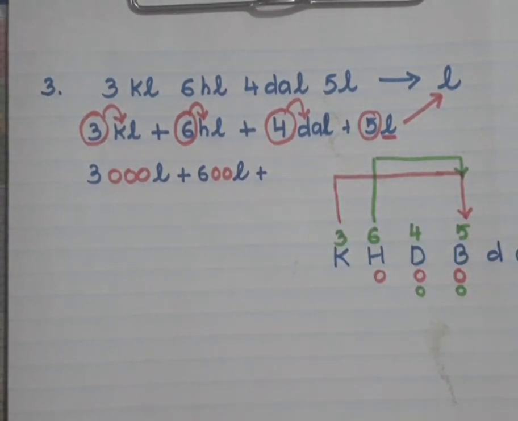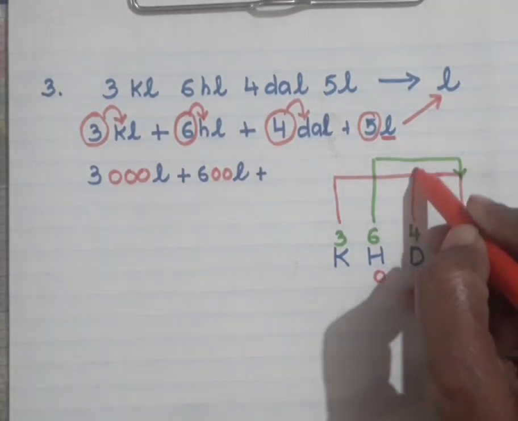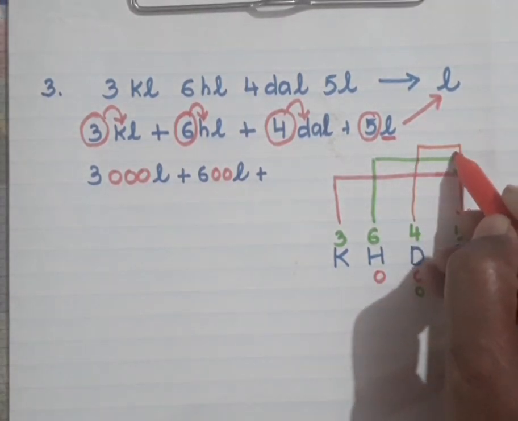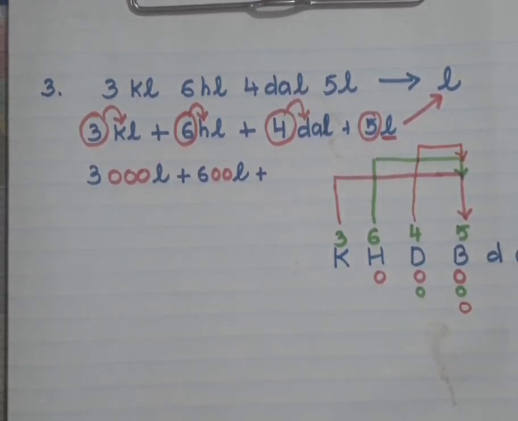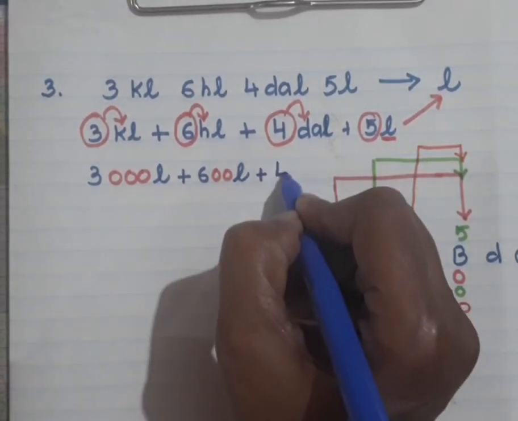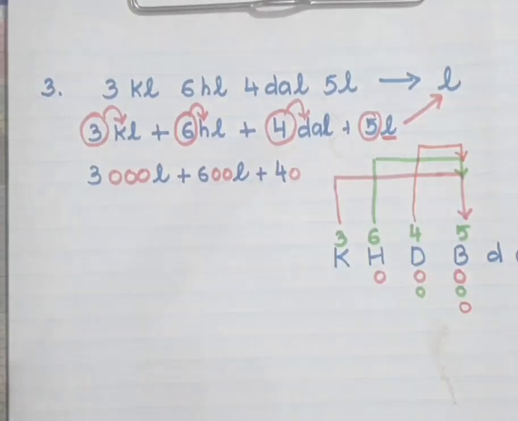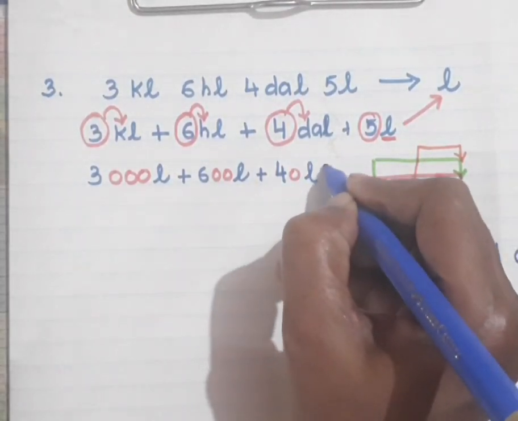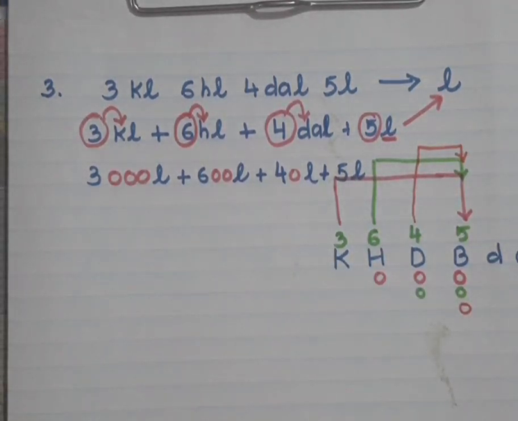Now, again we have a plus. Now next number that we have is 4. Where is 4 sitting? On deca. It has also got to go to the basic. So again, how many zeros? 1 zero. So what do we do? 4 and then we have 1 zero. 40 liters, and finally we have 5 liters. So now, do you notice everything has been converted into liters?